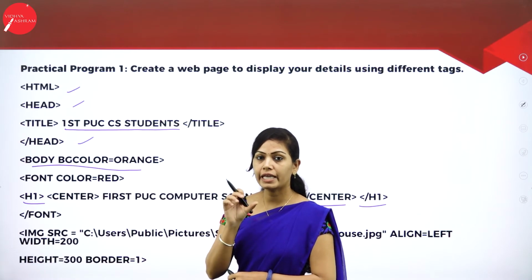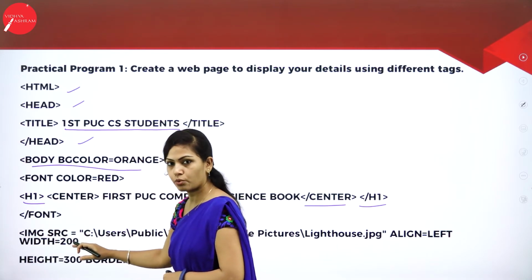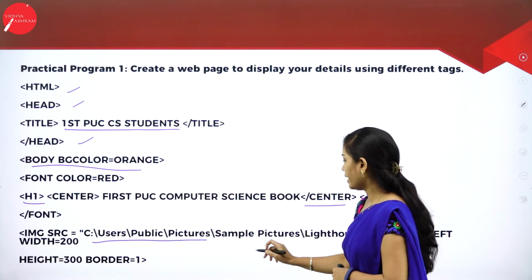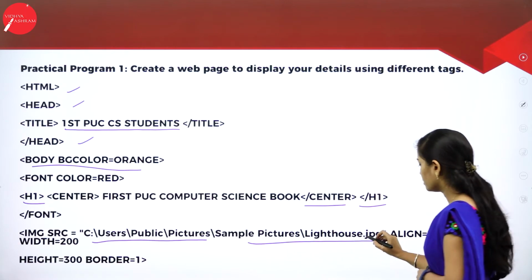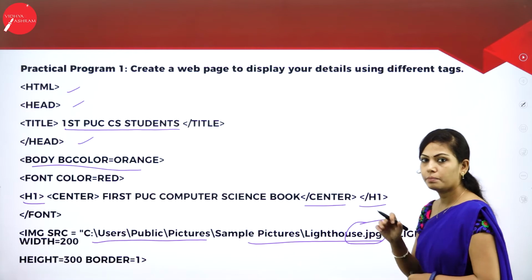If you want to add any images into your web page, you can give this image source is equal to, this is the image URL and file name. This is the file name. It should be in .jpg or .png.